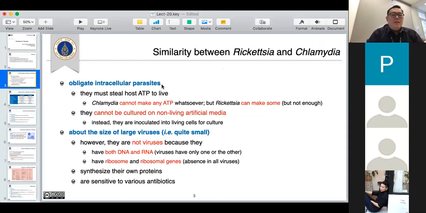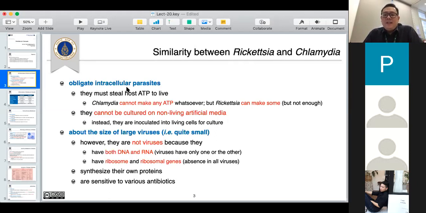Bacteria that can live outside the host cells we call extracellular bacteria. If bacteria grow in the cells, we call them intracellular bacteria, right? But these bacteria cannot live outside the cells. So they are obligate, permanently intracellular bacteria, okay? They steal the ATP of the host for living. Genus Chlamydia doesn't have any genes in the chromosome that can produce ATP. That's why they need ATP from the host only.